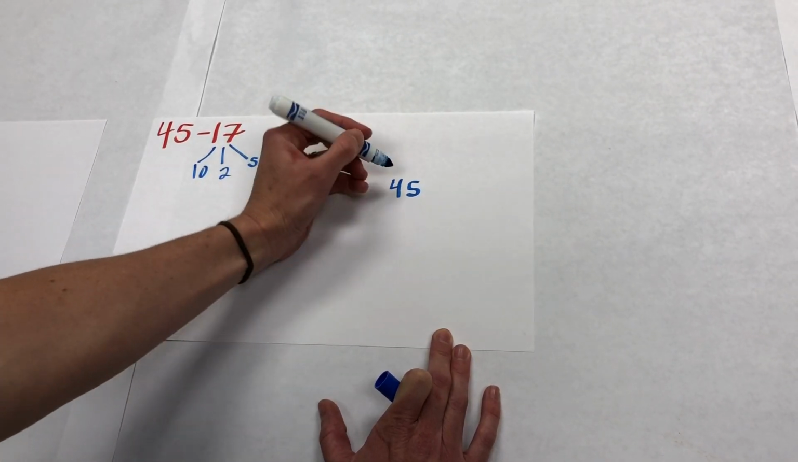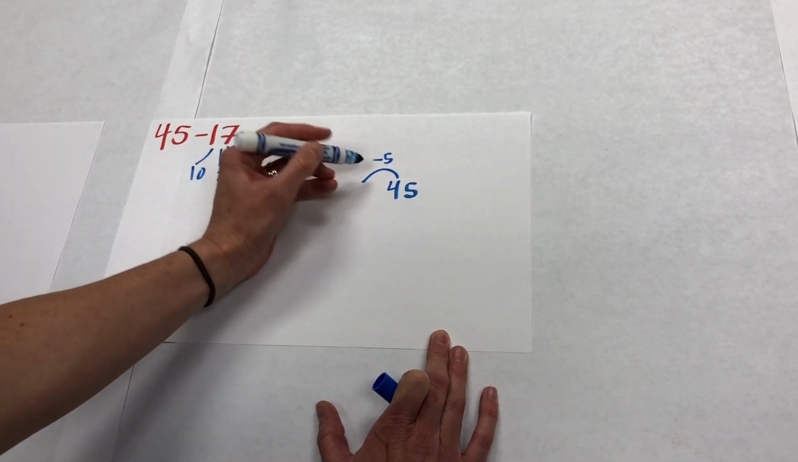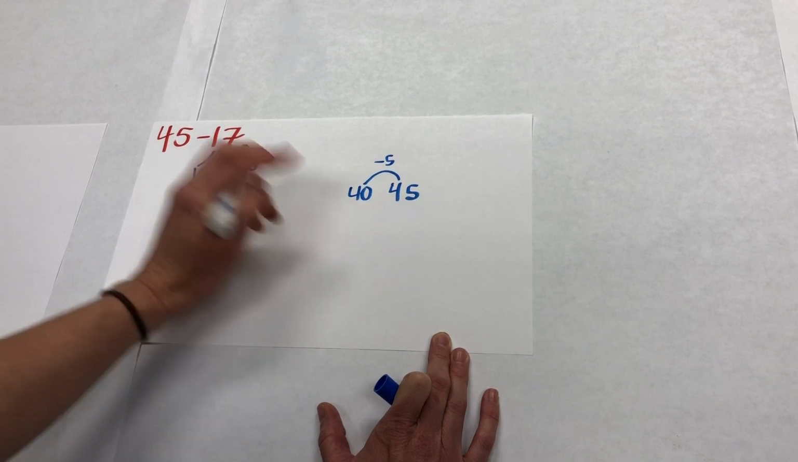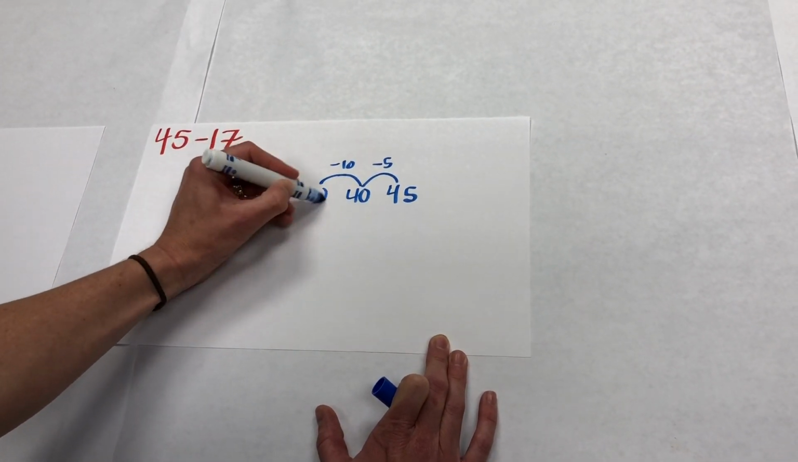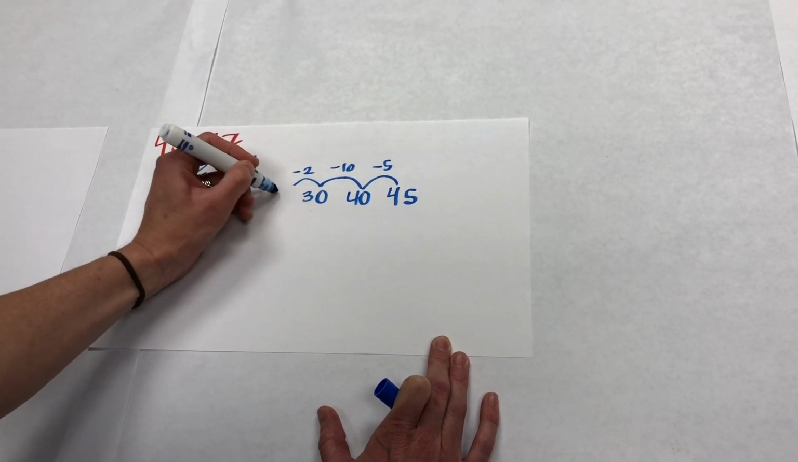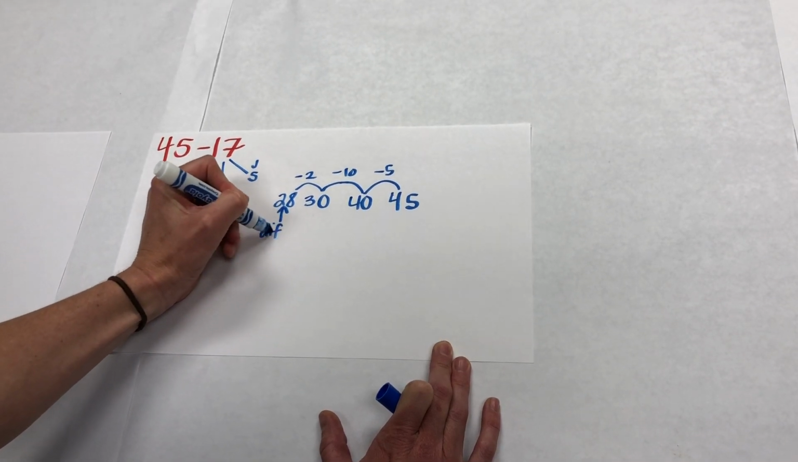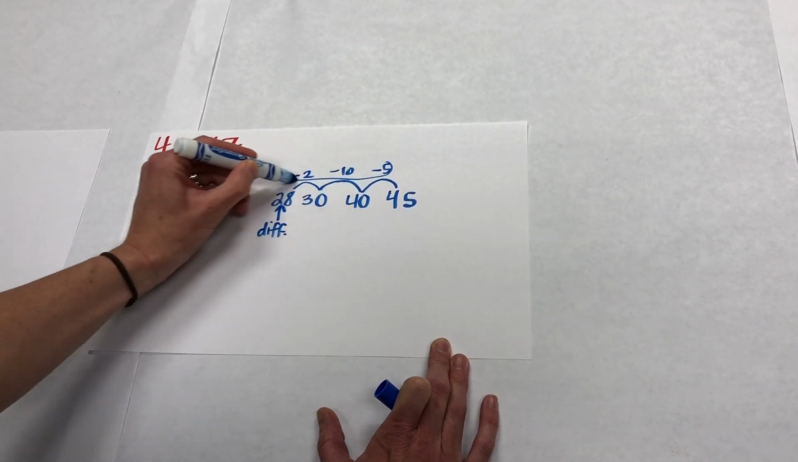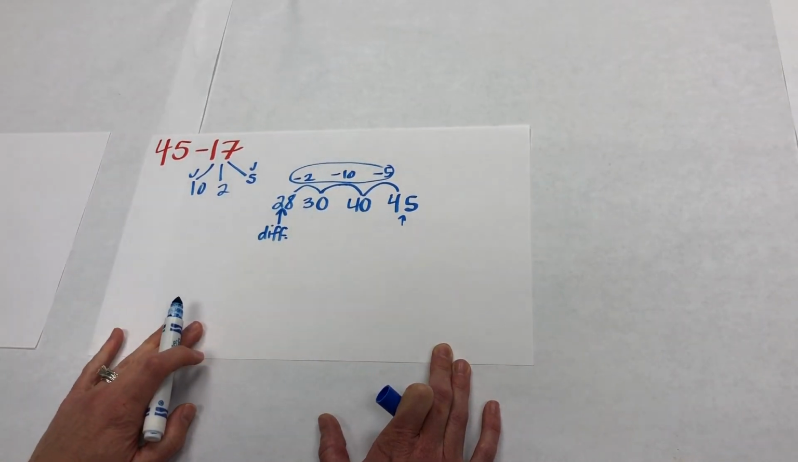So I can choose to go ahead and go back my 5, or I could go ahead and jump my 10. This would get me to 40. I know that I need to go back 10, my 30, and then I also have 2 left, that if I count back 2, I end at 28. In this case, this is my difference. I traveled a distance of 17, and I started at 45.